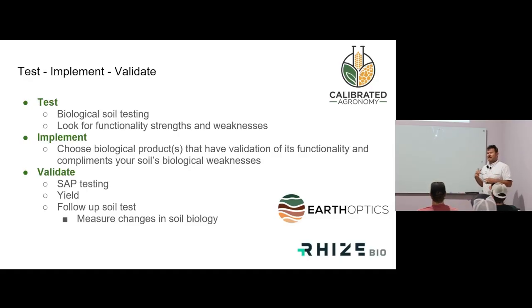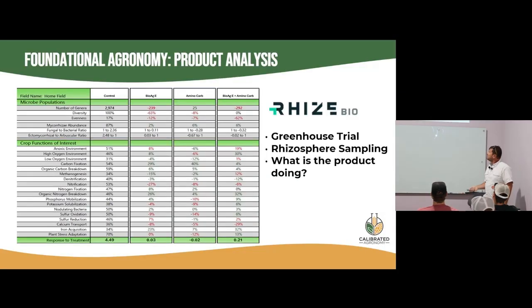So a lot of times I'm consulting over the phone, or I haven't necessarily been there. So the first thing we'll do is pull a biological soil test from either Earth Optics, RiseBio, or Biomakers, and we'll look for strengths and weaknesses within your system. Then we can start to formulate a plan of attack that's more educated and pointed, and then we'll validate with the sap, yield, etc.